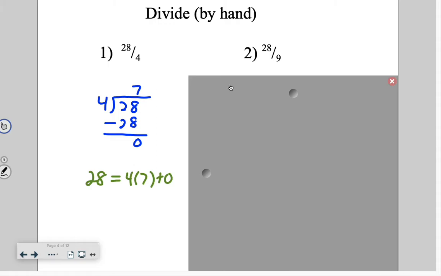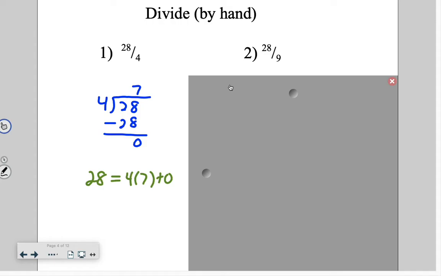So the 28, again, you don't have to write this down. Don't worry about writing this one down. Just pay attention on this one. So we're taking the 28. That's called our dividend. The 4 is our divisor, what we're dividing by. And here's the process. This one's a quick one, but here's the process.